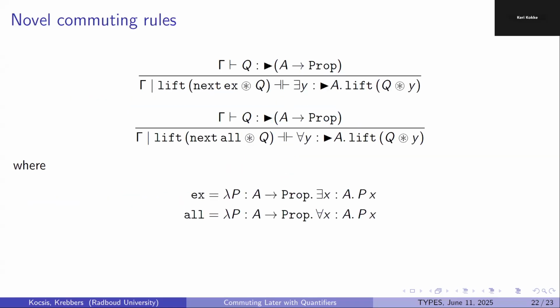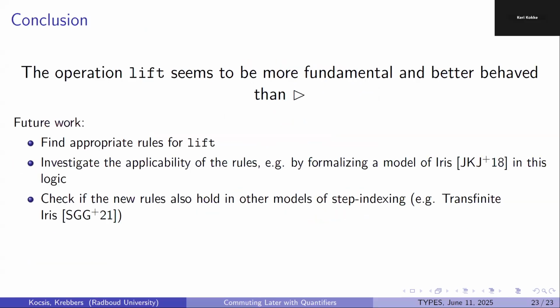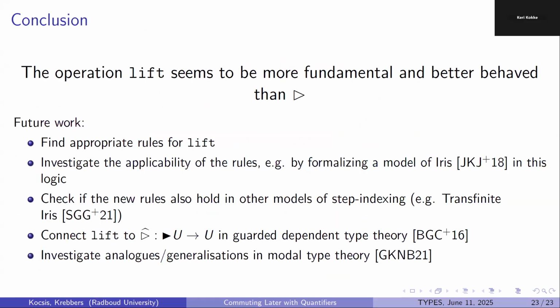And the claim is that these rules are actually sound. They look complicated, but basically, if you just replace the later modality with this lift and then make sure that everything type checks, there's only one way to do this. A key point here is that on the right hand side, we're quantifying over later A and not A. That's what solves the issue of quantifying over different domains. And these rules are sound, and they imply the previous rules, so they are actually more general, which is nice. And yes, that's it. Thank you.